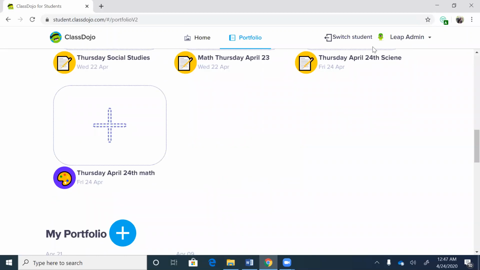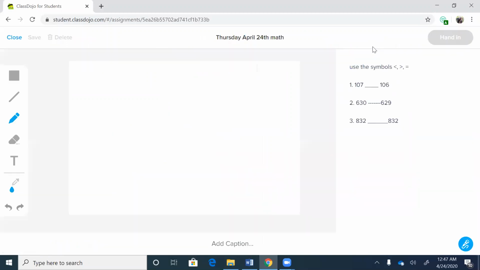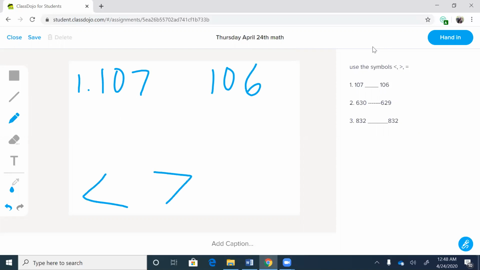All right, Thursday, April 24th, math. Click on the plus sign. I have the problems written down for you, and you have to use the symbols. So what I would do if I were you, I put it in as a drawing because I thought maybe it'd be easier for you to draw it. So I'm just going to sample. I'm not going to give you the answer, but you would write number 1, 107, 106, and then you would draw the symbol. So you're either drawing this, this, or this.